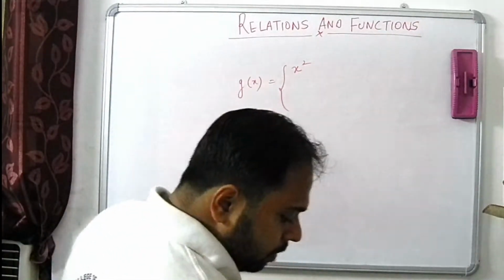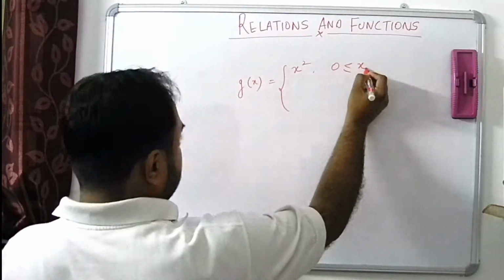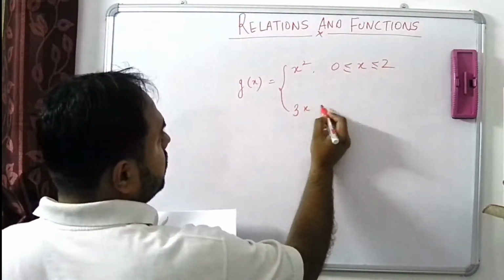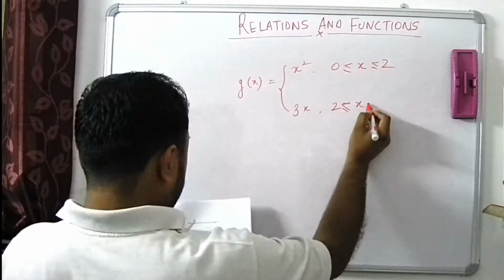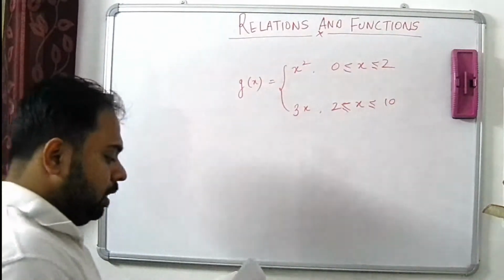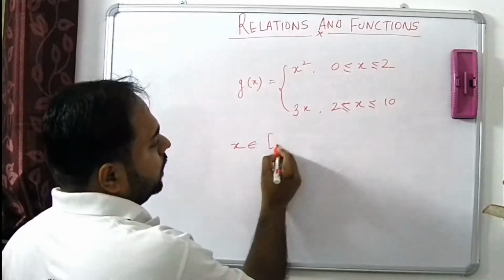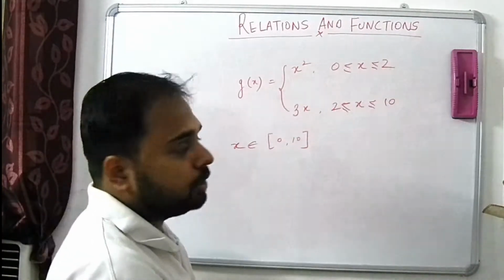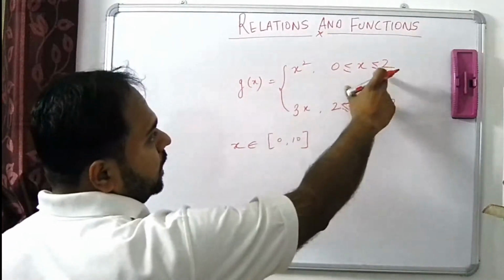for x greater than or equal to 0 and less than or equal to 2, and it is equal to 3x for x greater than or equal to 2 and less than or equal to 10, right? So first of all, I see what the domain is. If it is a function, then the domain is x from 0 to 10, both included, square bracket, the terminology that I have already explained in lecture 1 of sets. So both are inclusive, and the function is changing at the value 2.